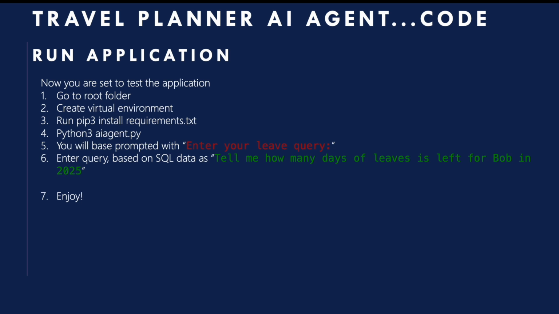I've also given the steps to run the application, and this is where it is. You can use this to run the setup on your local machine.